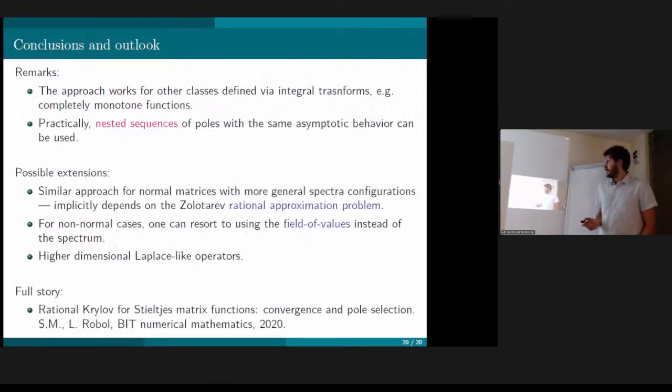So let me conclude by saying that there is a bit of a catch in these poles by Zolotarev, which is the fact that they are not nested. If you want the poles of the optimal rational function of degree L and the one of degree L plus 1, then these two sets of poles do not share anything. So in theory, you should recreate your Krylov subspace from scratch, which is really a big drawback from the computational side.